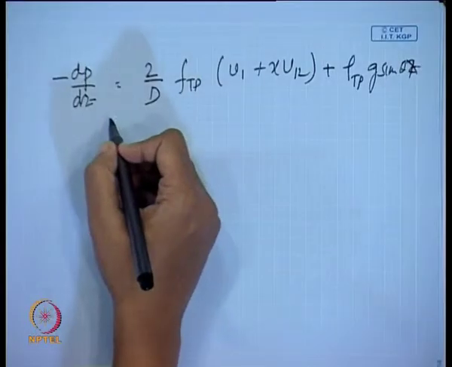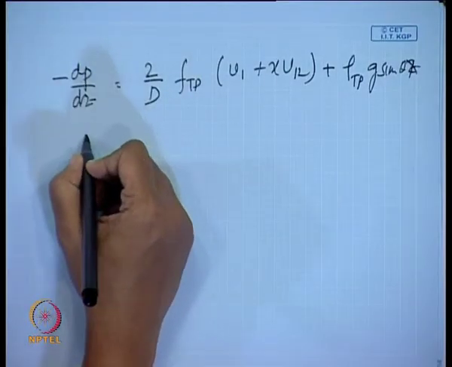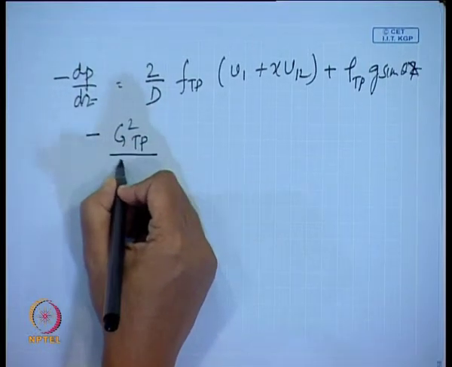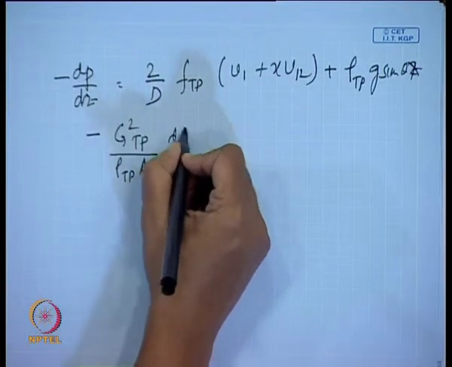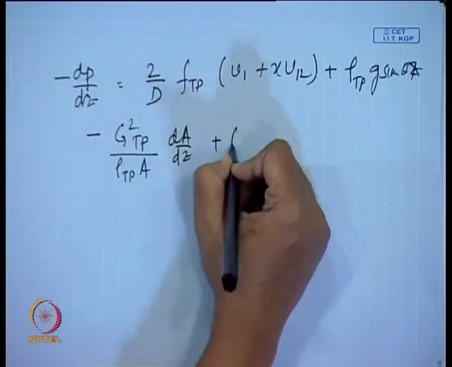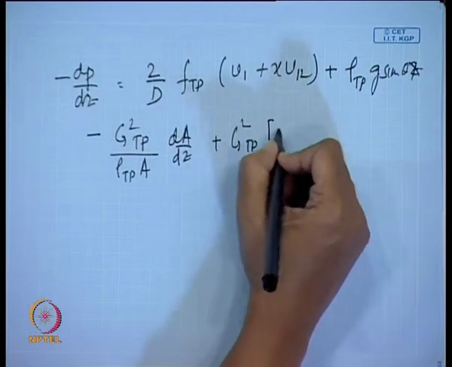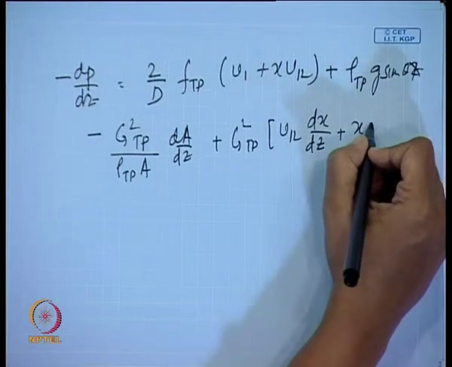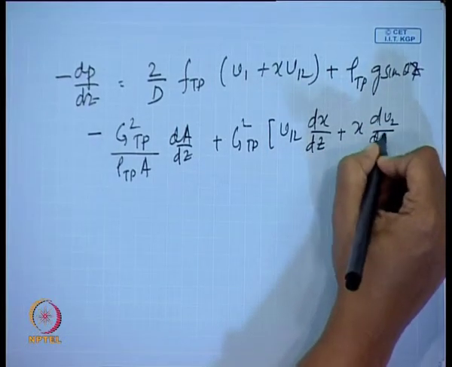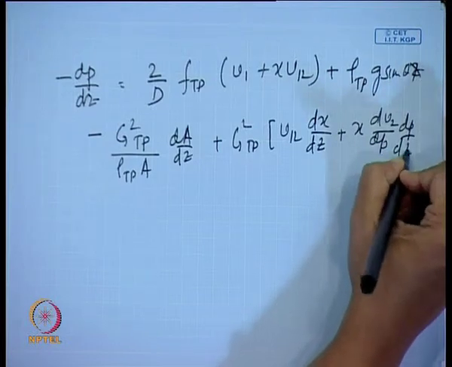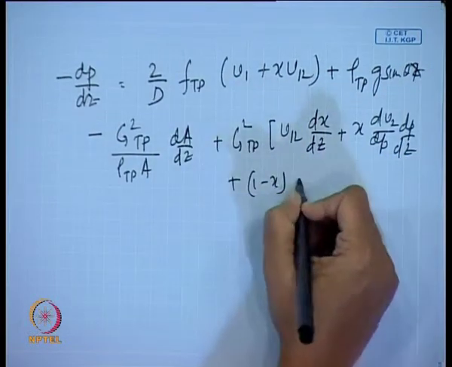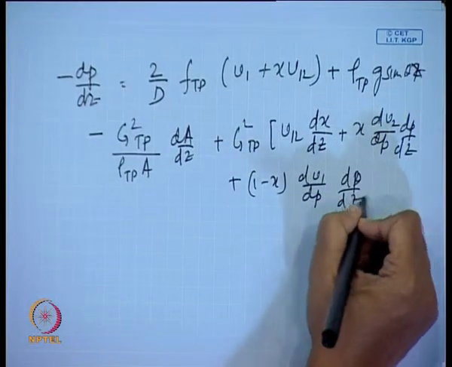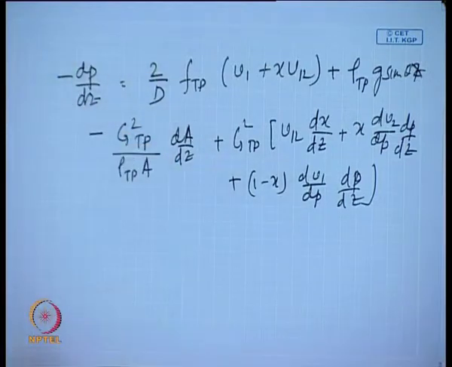So, this plus this is the other term due to area change, then we have those particular terms due to quality change and due to gravity. So, this is the total expression for the pressure gradient.